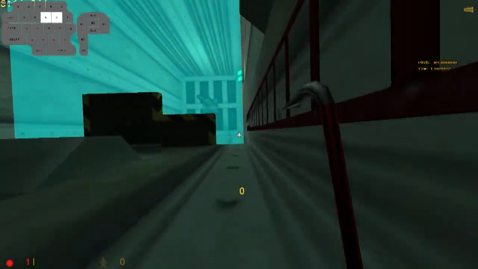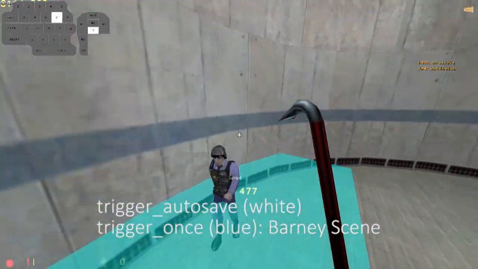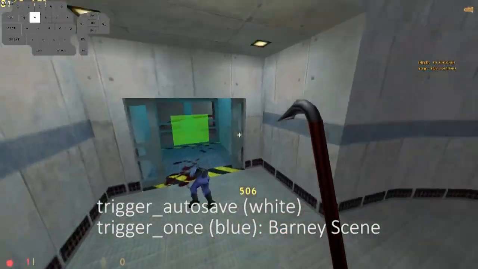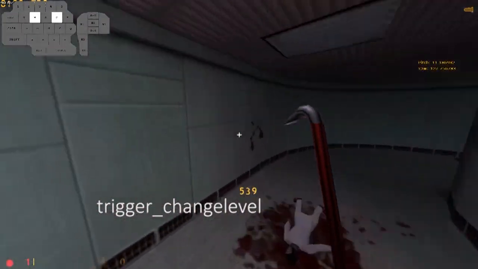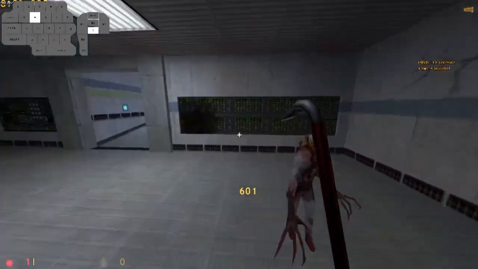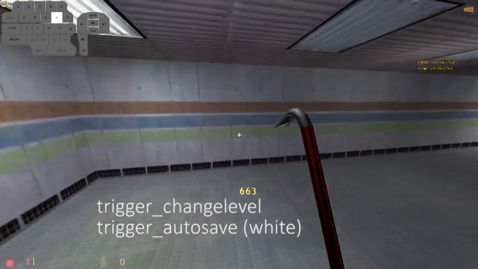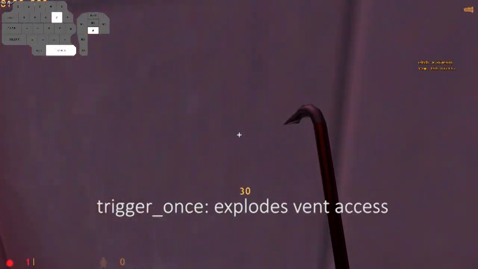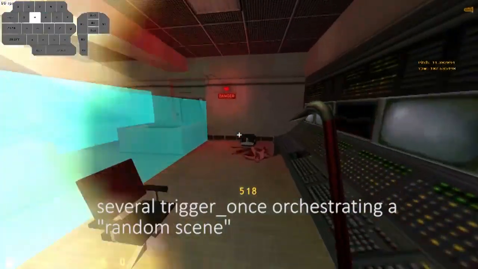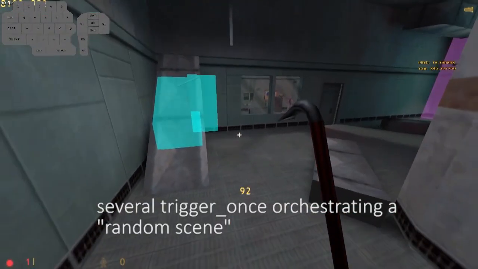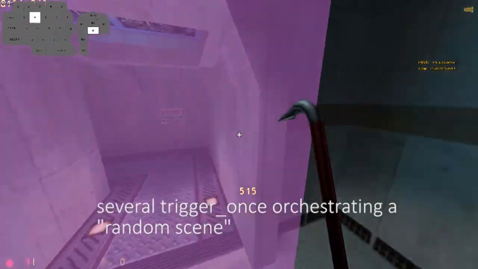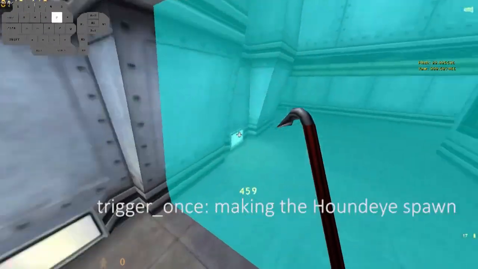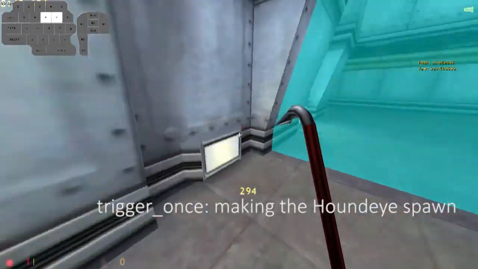Here again, several trigger ones to organize this cutscene surrounding Barney. And the jump through the window, where the change level trigger is right in front of. Another one, with the autosave right behind it. And here a room full of trigger ones that are again orchestrating this random scene. Here again a trigger for Barney, a cutscene, change level trigger, an autosave, and a trigger once that makes the hound eye spawn.